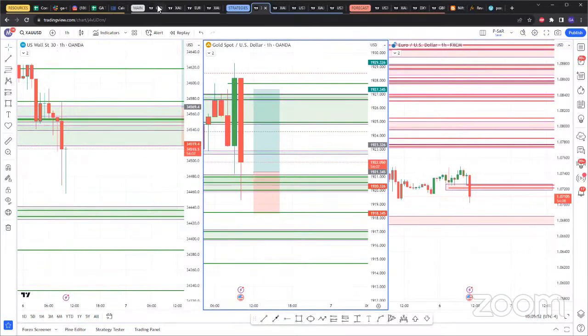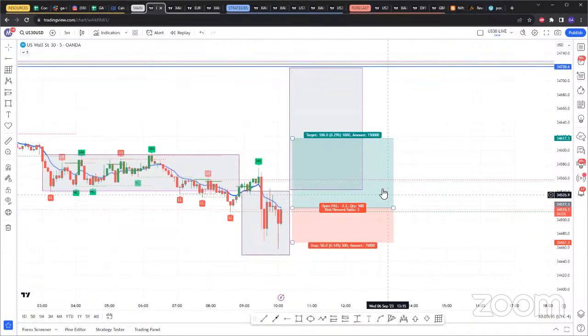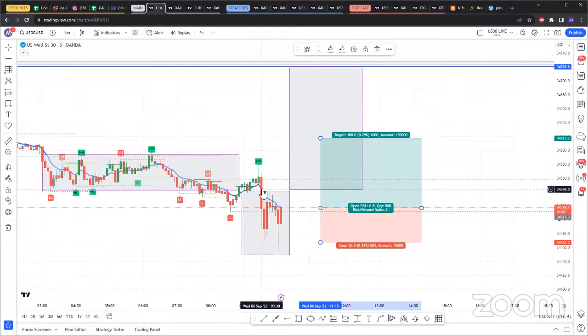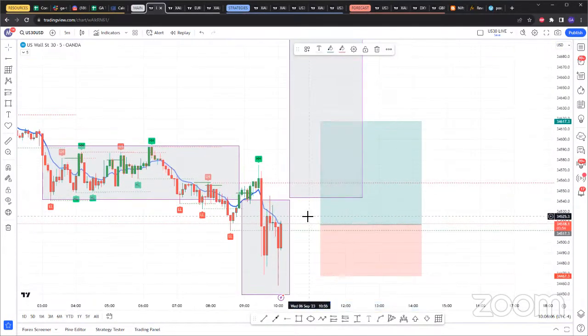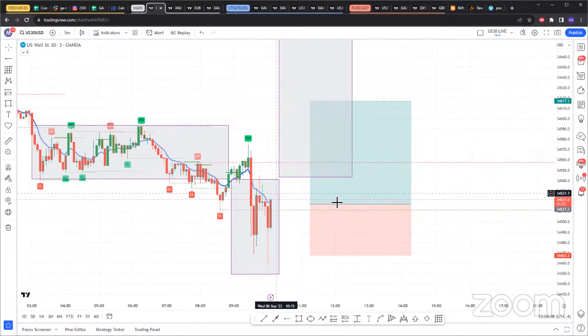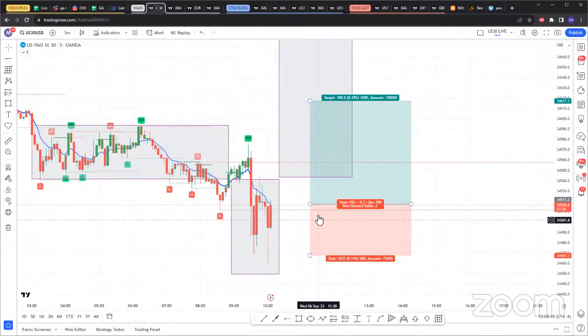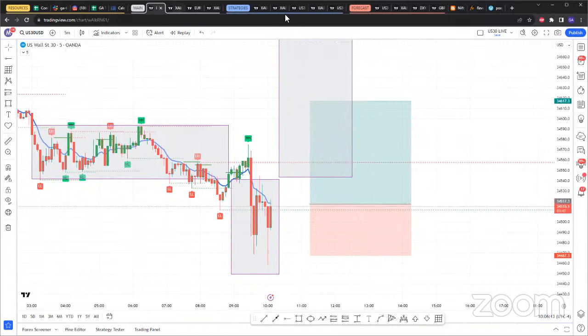If we do get this US 30, let me just hang on for a few more moments. If we do get a 5-minute break and continuation of a live SAR, I will take that entry for US 30. But if we don't get it, then that will be it for the day, and then I'll wait for the gold trade.